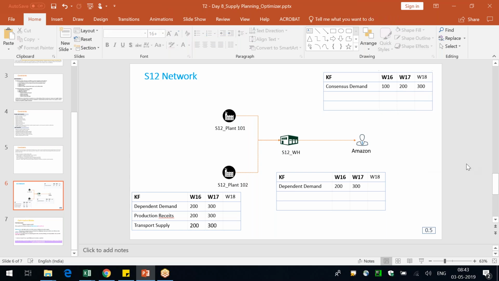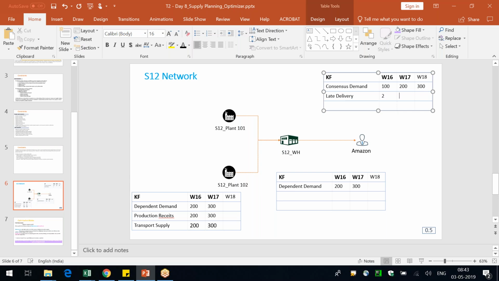But the moment we bring in late deliveries here, like let's say I can wait for 2 periods, the system would still do the production on week 16, and it will ship the goods to week 17 here, and then the actual demand of week 16 would be met in here. So the 100 would come in here.